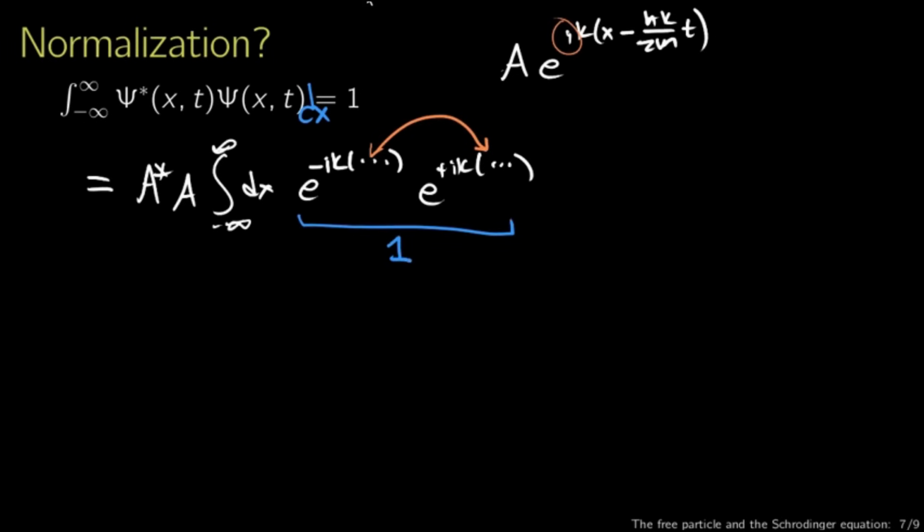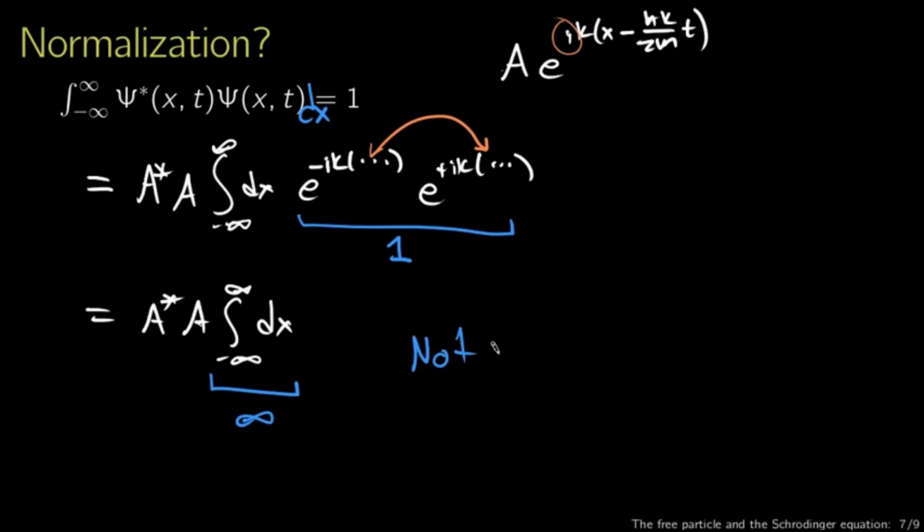Since it's a complex number of modulus 1, I know this product is just going to be 1. So what I've got then is a star a times the integral from minus infinity to infinity dx, period. I'm done. And when you integrate dx from minus infinity to infinity, you get infinity. So this is a problem. These states are not normalizable.